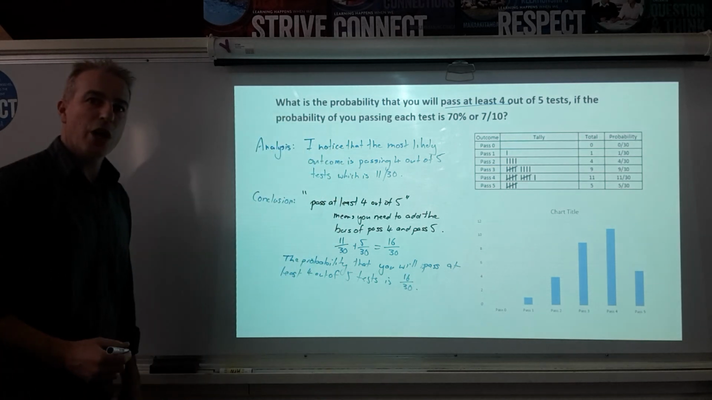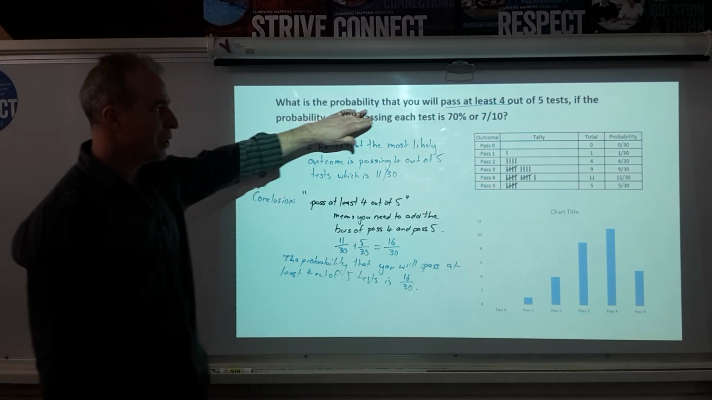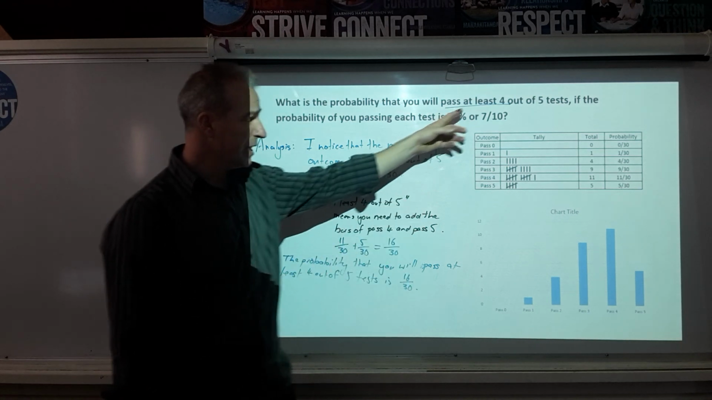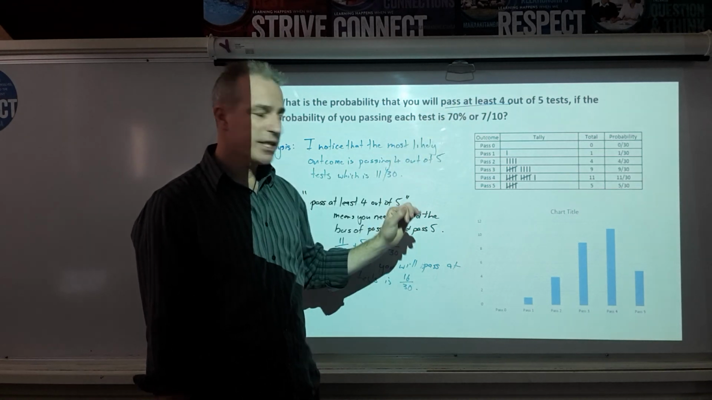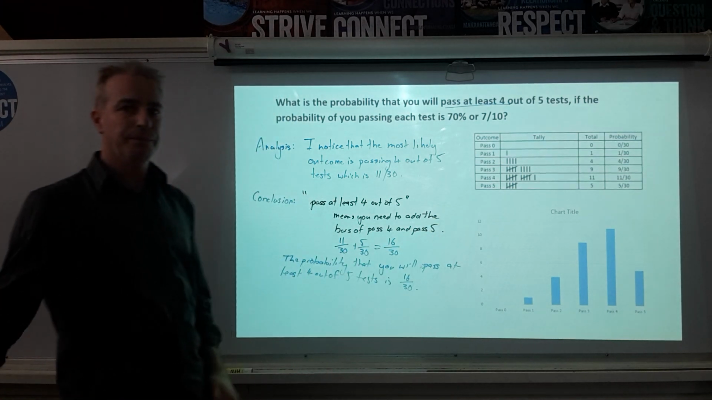So the conclusion only needs to be a single statement. So the key message here, read the question here. If it says exactly, it's likely to be 1 bar. If it says at least or something similar, you've got to think about adding more than 1 bar together.